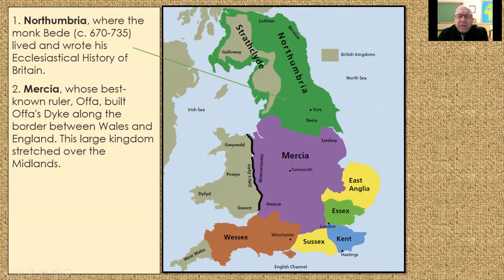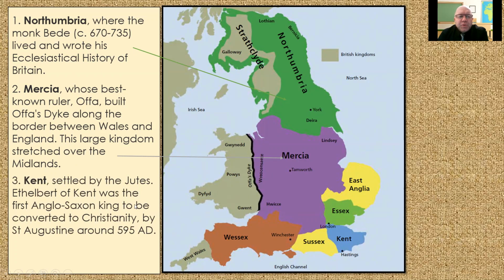Many sections of Offa's Dyke are still visible if you visit the border between England and Wales. And it's just a rounded piece of earth, just like a man-made hill or a man-made earth wall. Okay, so that creates a border there between Mercia, the purple kingdom, and Wales.